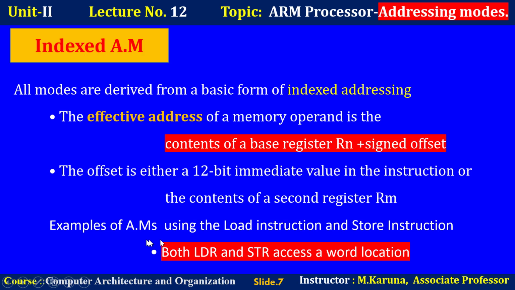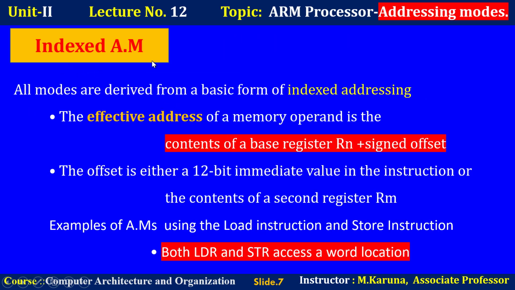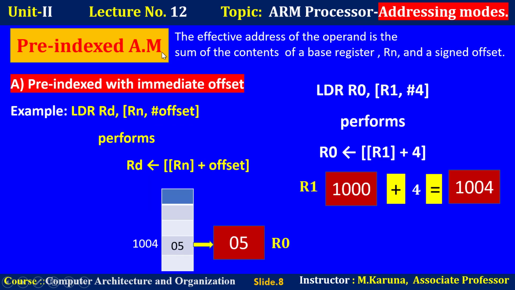Examples of addressing modes using the load instruction and store instruction. In this case we are using load and store instructions to access the word from the memory location. So here, indexed addressing mode. We have two kinds of indexed addressing mode in case of ARM processor. Those are pre-indexed addressing mode and post-indexed addressing mode. Let us see pre-indexed addressing mode.